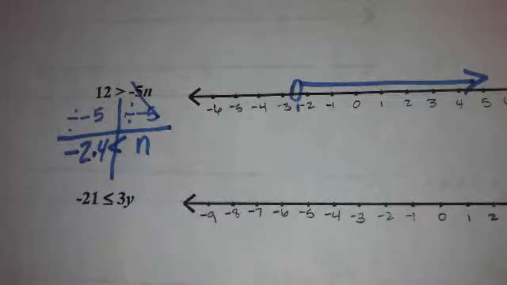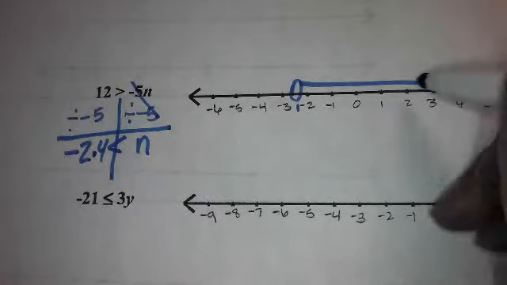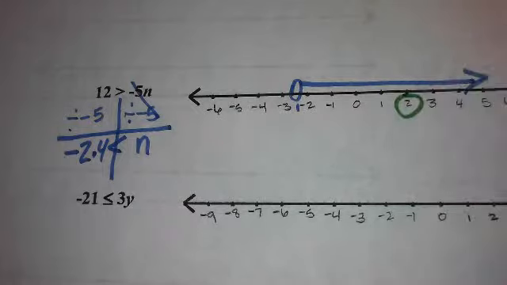We're always going to check our work, so pick a number to the right. Let's see, I'm going to pick 2 this time. You can pick any number that is part of your solution set. I'm going to pick 2. Let's put it in the inequality. 12 is greater than -5 times 2.